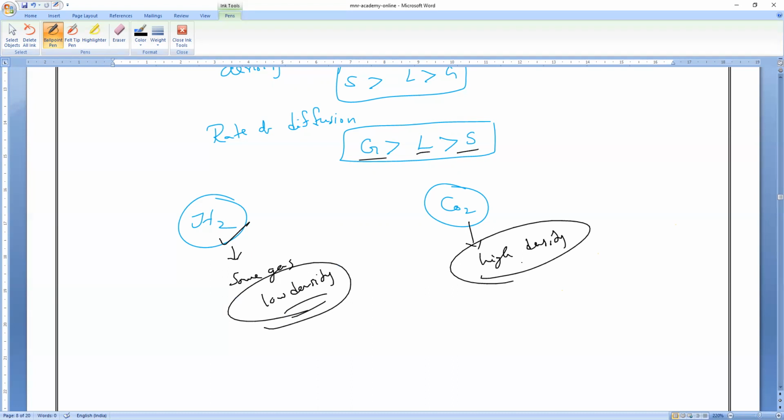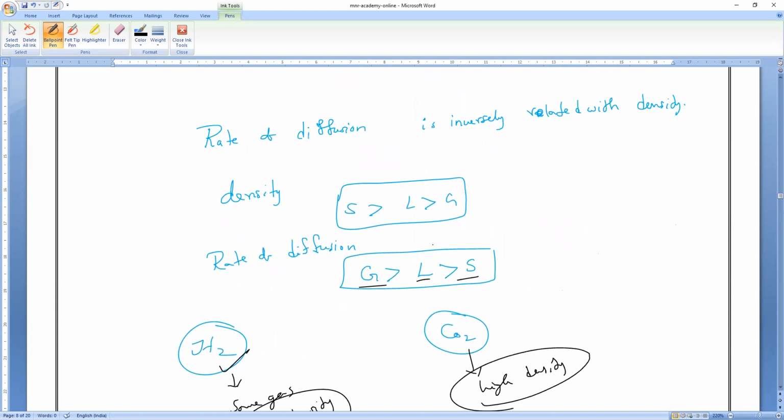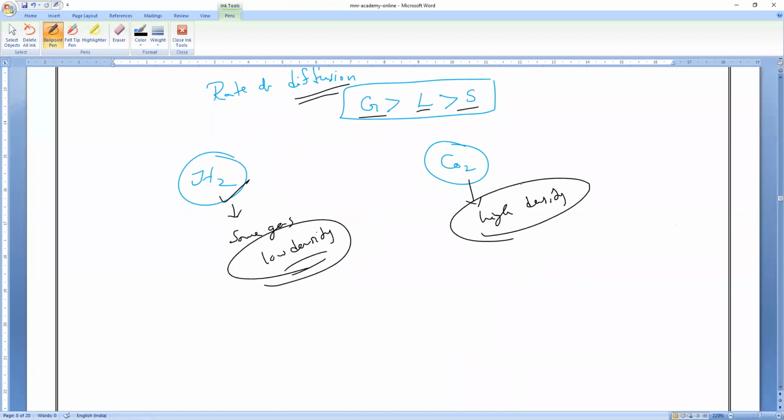High density gases will diffuse more? What is this nonsense? Low density gases. So which will diffuse faster now, hydrogen gas or carbon dioxide? Hydrogen. If I compare gases with solids and liquids, gases have high diffusion. But among the gases, if one gas has low density compared to another gas, that gas will diffuse more.